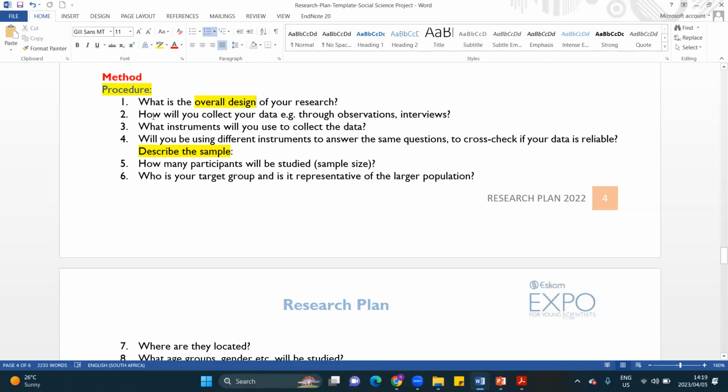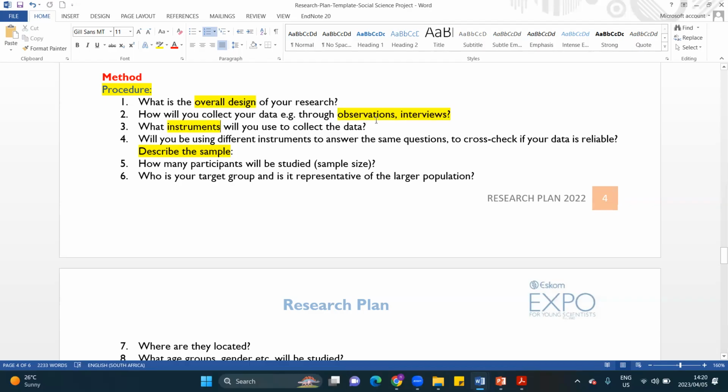Right? Then how will you collect your data? Are you going to use observations or interviews? How are you going to collect the data? So explain, what are you going to use? The instruments, right? Instruments are things like questionnaires. That is your instrument. Or you can have an observation checklist.